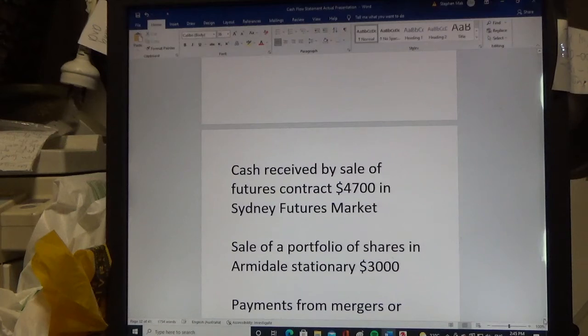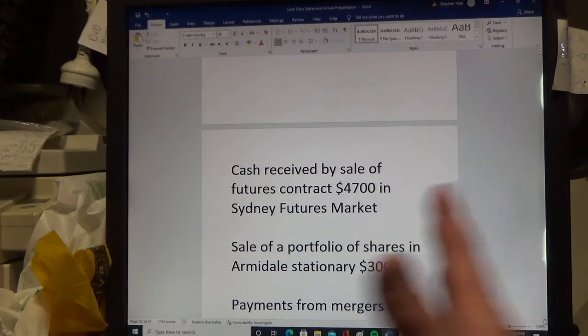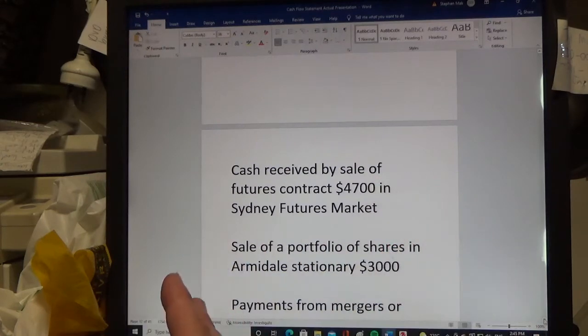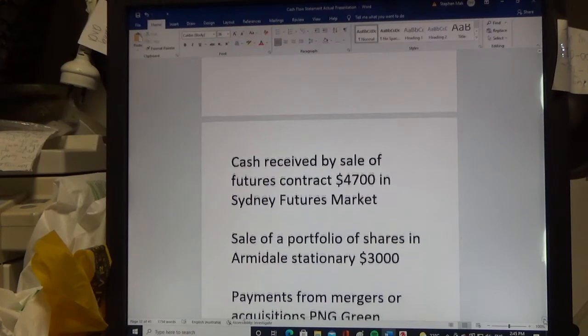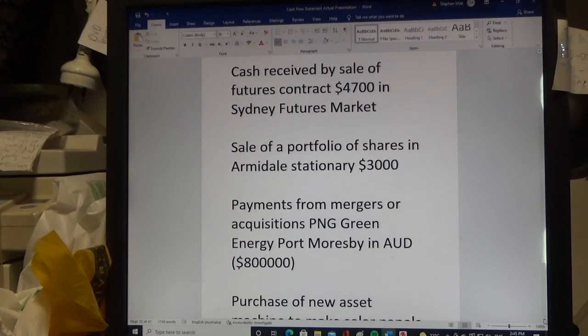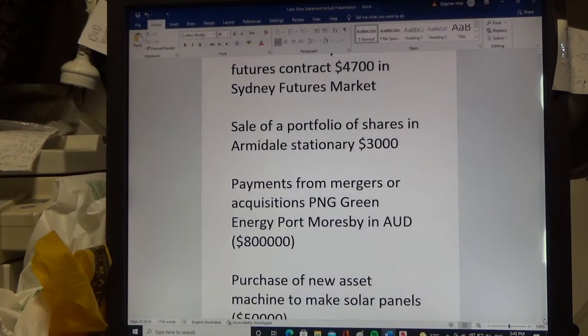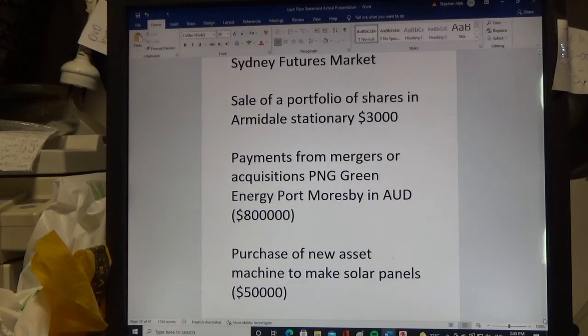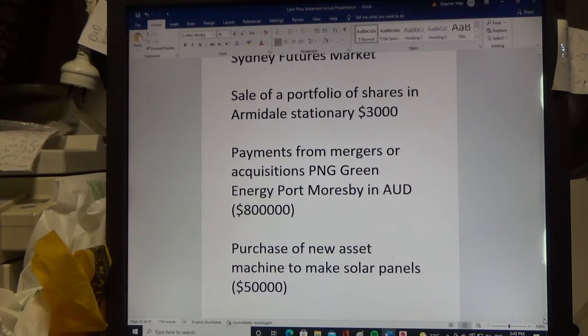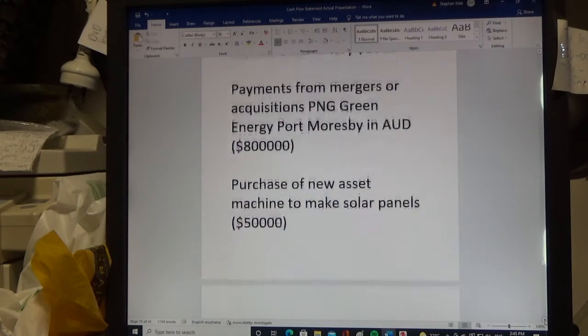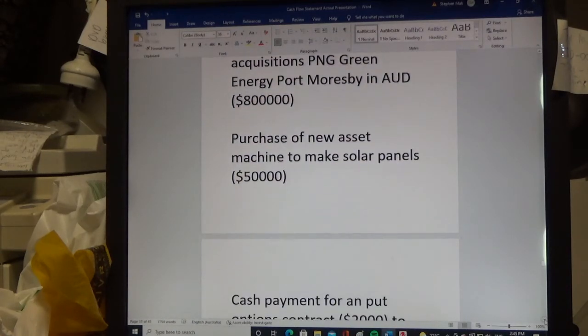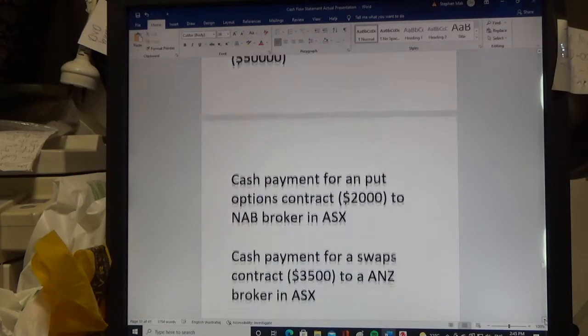So the risk either goes one way or the other, and one party wins, one party loses in the futures contract. Sale of shares, obviously positive cash flow. Payment from mergers or acquisition. Now we're on to cash payments. That Port Moresby entity. Purchase of new asset, machine, this time a lower price for the machine.